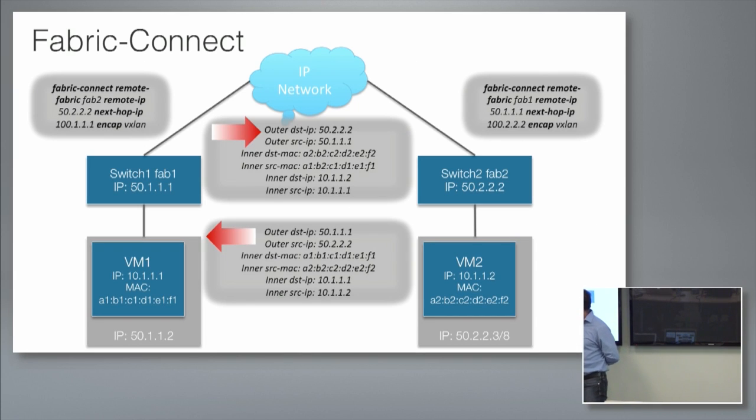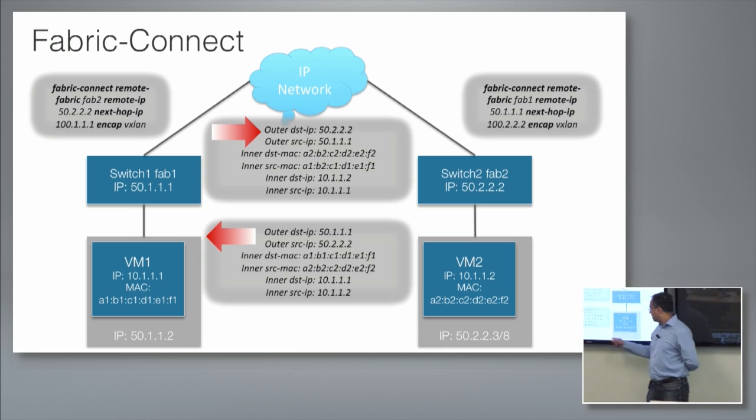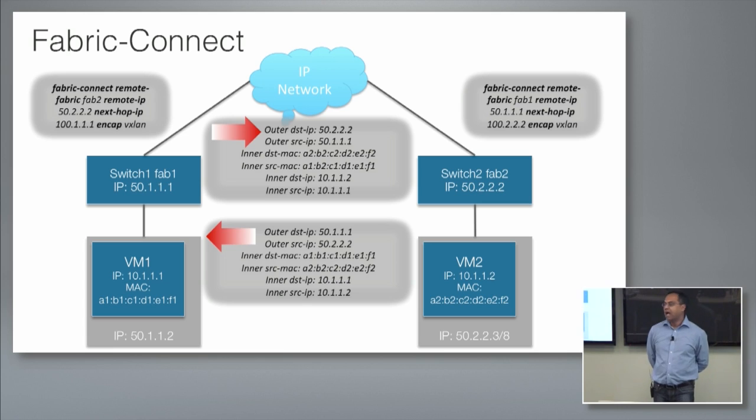I've got a VM1 wanting to talk to VM2 in two different pods, same IP subnets, right? But the hypervisors and the actual IP subnets underlying are different, right? How do I get this to work? Right? Very simply.